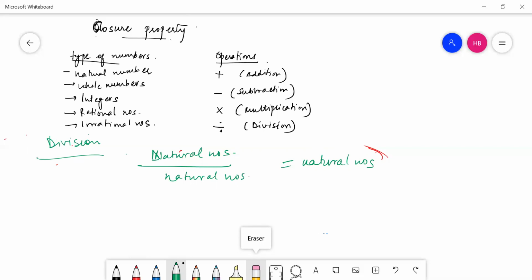But even if I'm able to find one example where I'm dividing a natural number by a natural number, and I'm not getting a natural number as an answer, then I know there is a problem, right? Then it's not closed under division. So let's see. Let's take 6 and another natural number, 3, right? Now let's see, 3 twos are 6. So the answer is 2, which is again a natural number. So my first example is satisfying this condition, right?